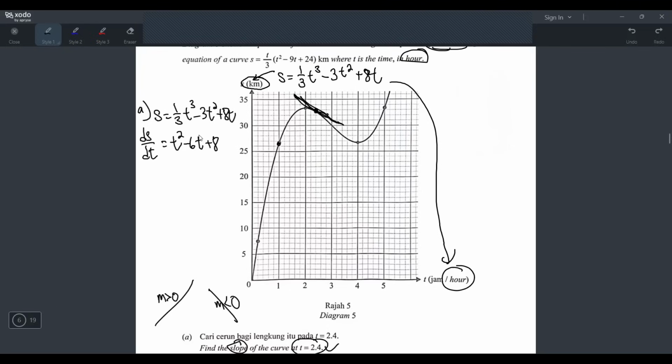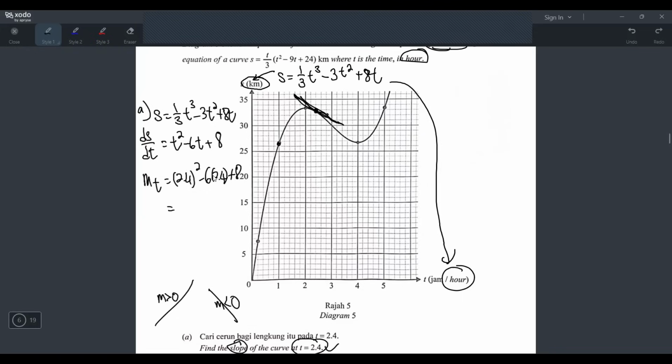This is what we call the GF. This one, we call it GF. What is GF? The gradient function, ataupun the gradient curve. But if you want to find gradient tangent, you have to sub the t with the x coordinate of the point, which is 2.4 lah, I guess, right? So this is how you find the gradient tangent. Okay, the gradient, ataupun the slope lah.